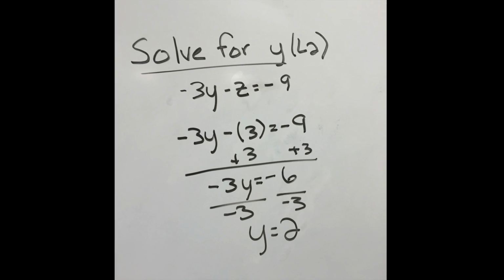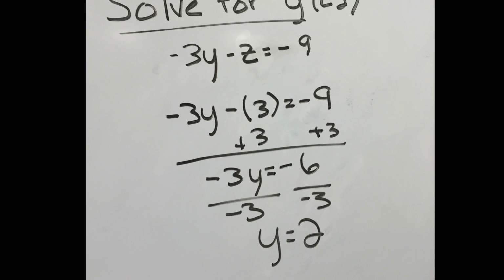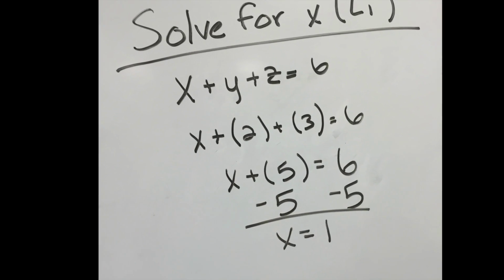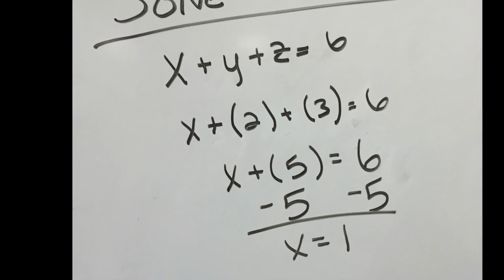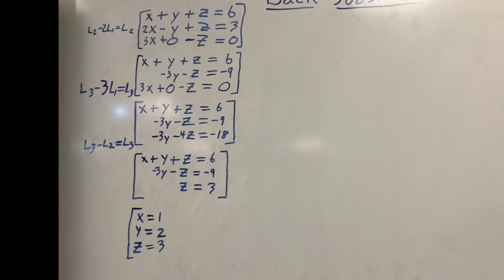Our next step is to find y, so we used line 2 and plugged in 3 for z to figure out y equals 2. Next, we have to find x, so we plugged in y and z to find that x equals 1. So now we figured out x equals 1, y equals 2, and z equals 3.